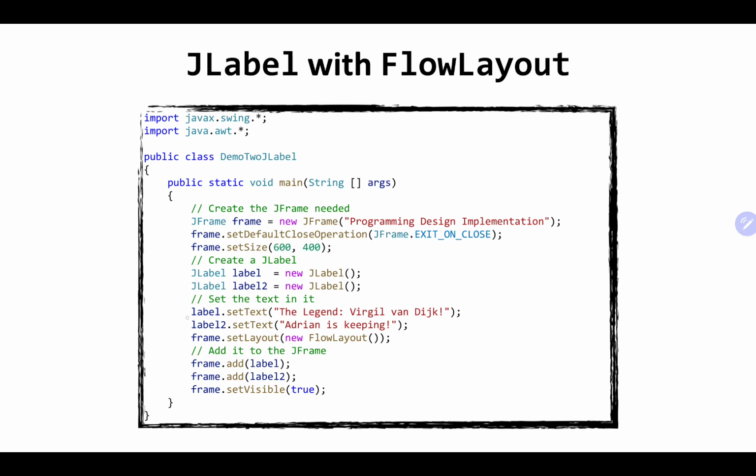Okay, you see we have the first label, which is the original one that we created just now, the legend Virgil van Dijk, and then now we have another label which is called label 2. We want to add Adrian is skipping. So here we can use flow layout to set the layout.